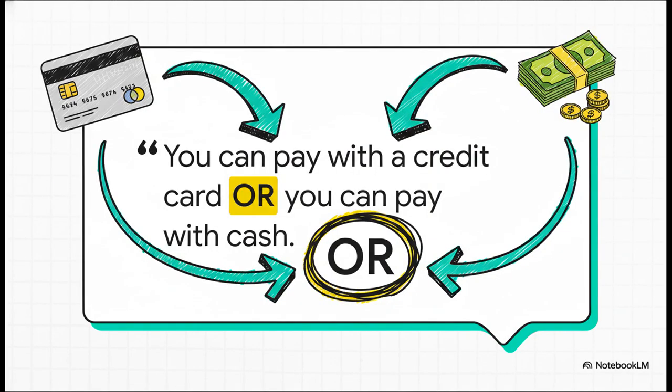The perfect real-world example is paying for something at a store. The sign says you can pay with a credit card or you can pay with cash. You don't need both, right? Either one works. That's the OR operator.